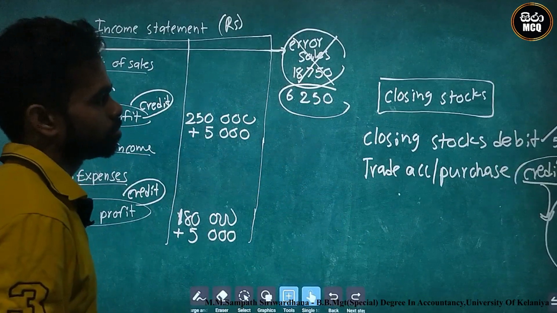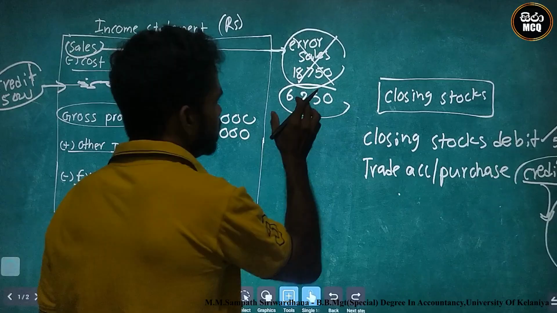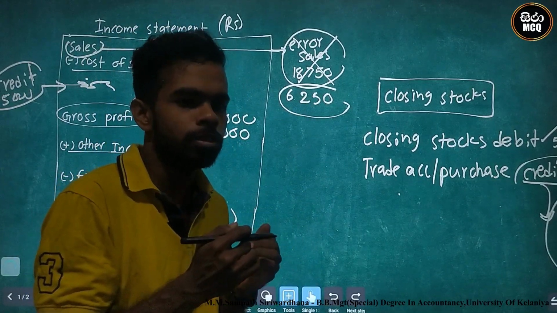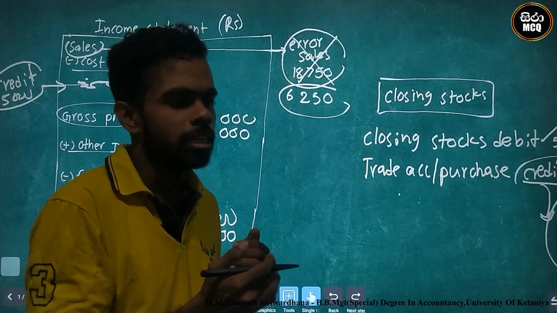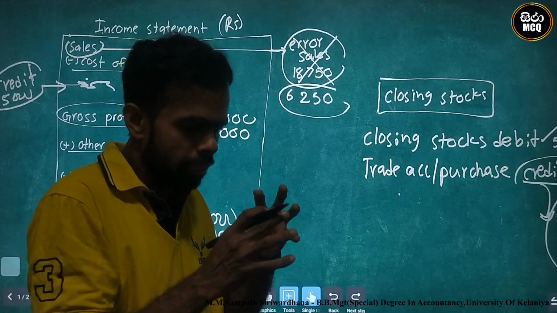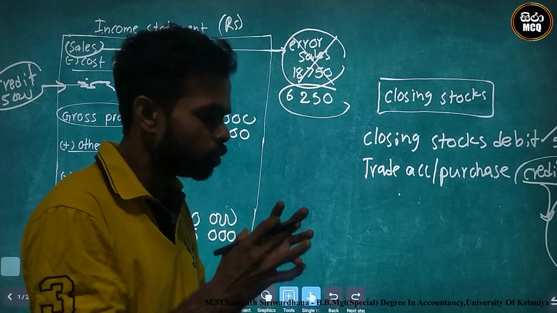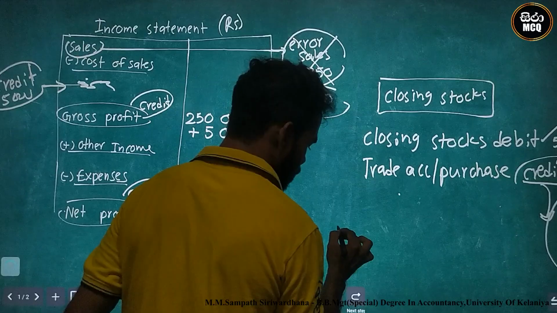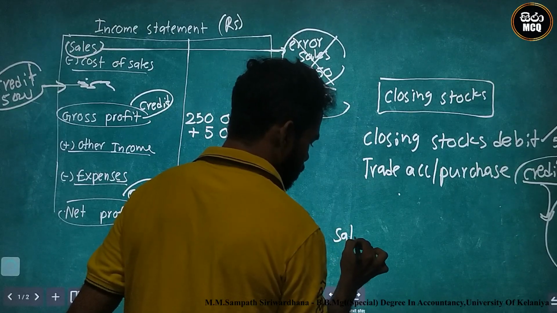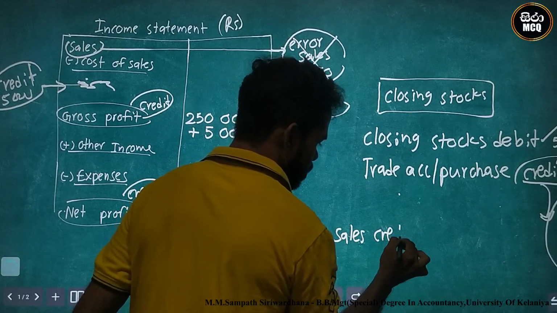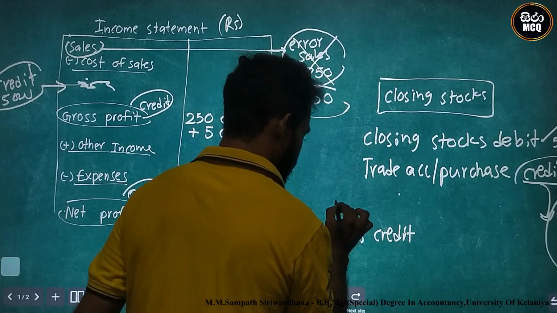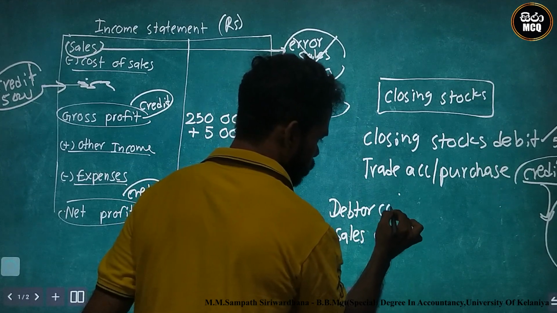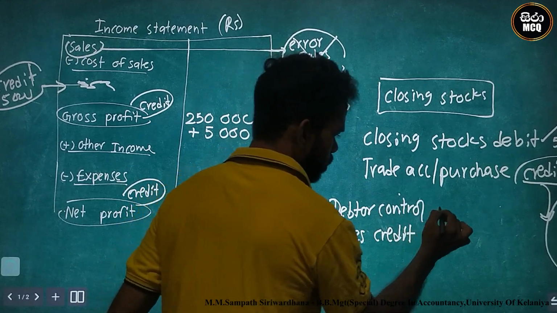What is the double entry? Look here. There is an overvaluation of sales. You must identify the opposite side. Why? This is the overvaluation of sales. What is the normal sales double entry? Sales credit, debtor control debit.